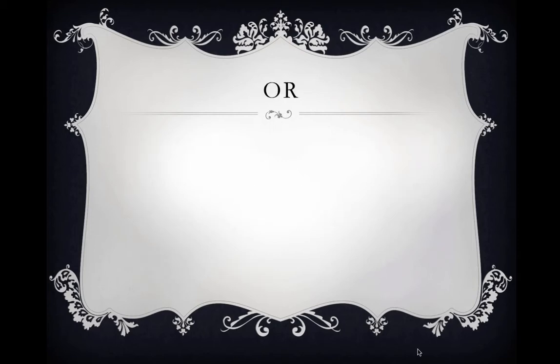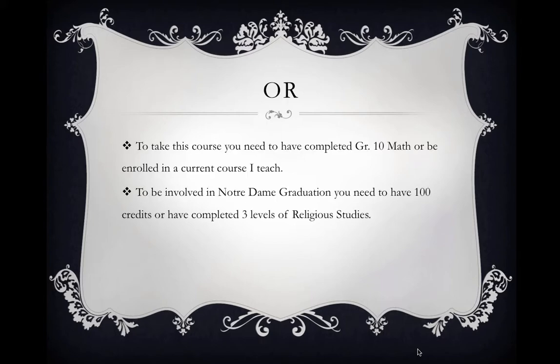Alright, let's deal with or statements. Let's look at the previous 2 statements, but this time instead of the word and in them is the word or. Now imagine I said, to take this course you need to have completed grade 10 math or be enrolled in a current course I teach. So this would imply if you're just simply in my photography class and maybe you haven't taken grade 10 math yet, that you would be allowed to take it.